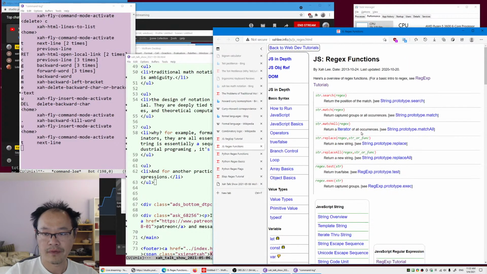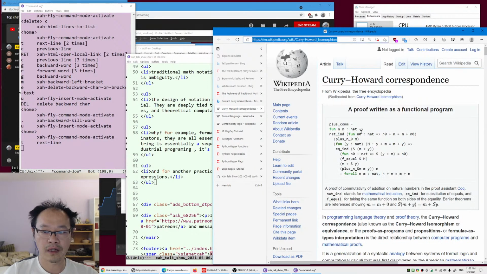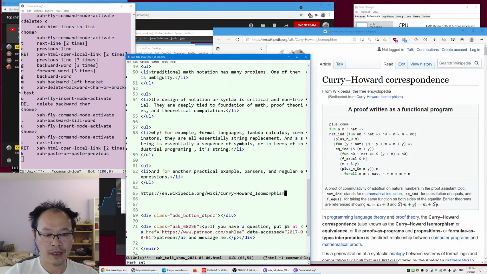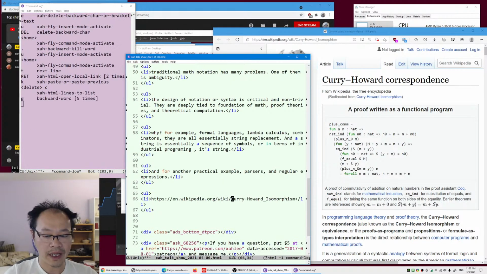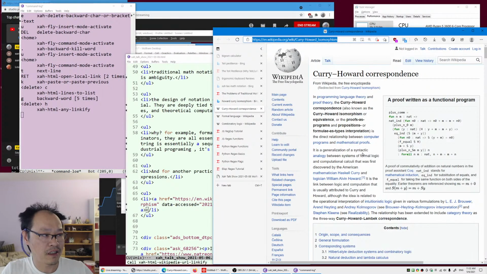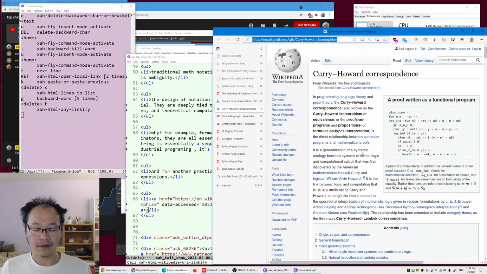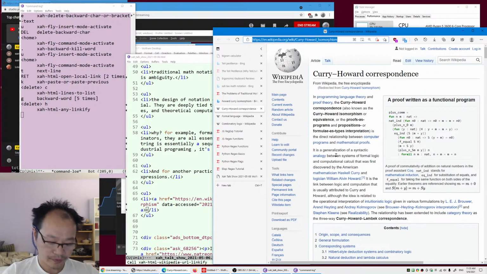Let me also link to the Curry-Howard correspondence. If you don't know what that is, try to read this article. It basically says every mathematical proof has a corresponding program, an algorithm, in programming. They are kind of equivalent.